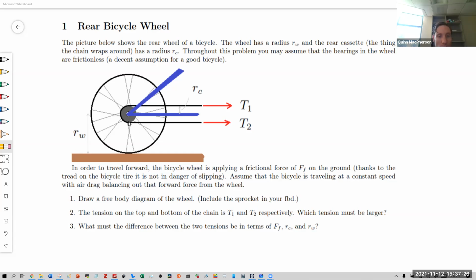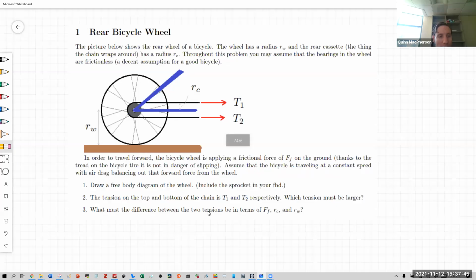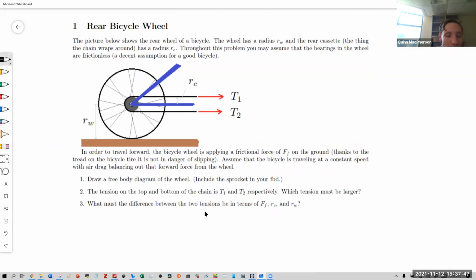The radius of the wheel is RW. The radius of the cassette or sprocket is RC. Cassette and sprocket are the same thing. The bicycle frame itself, the blue thing there is the back of the bicycle frame, will be pushing on the wheel. The first thing we want to do is draw a free body diagram of the wheel.